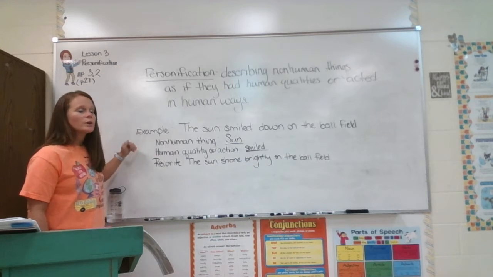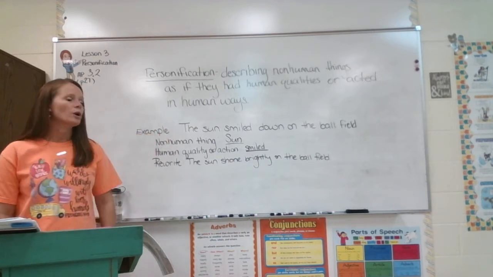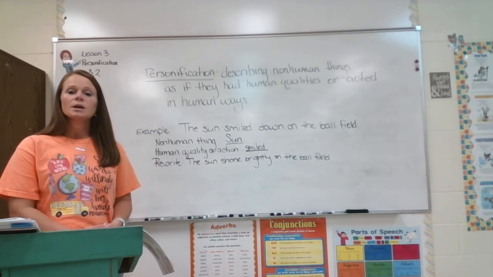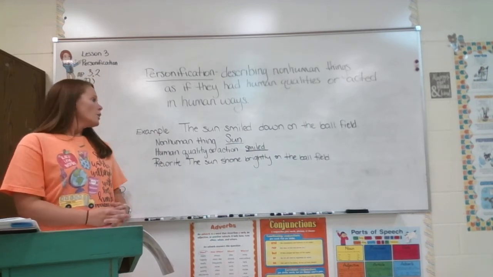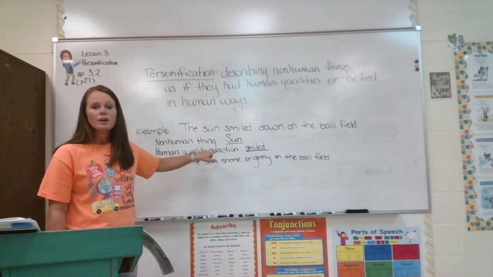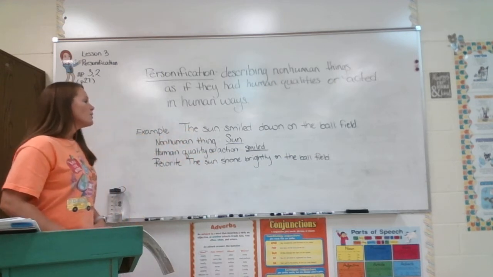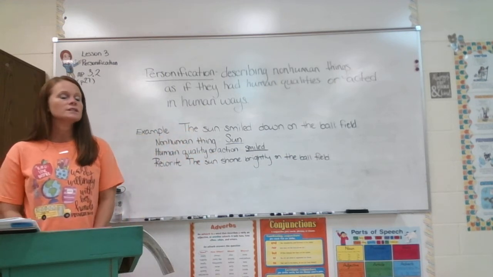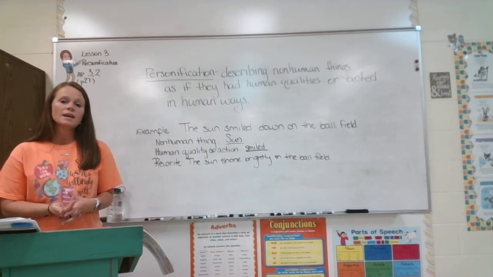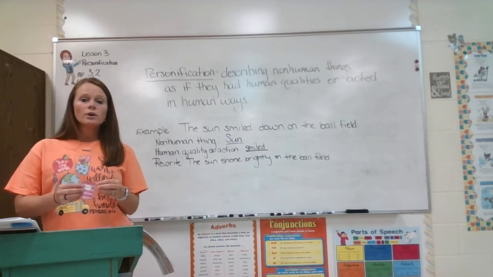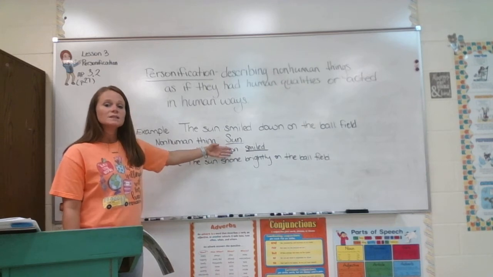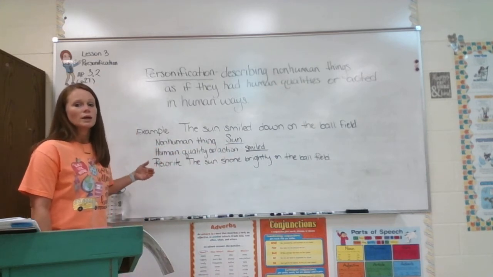The example that our book gives us is, "The sun smiled down on the ball field." Some things to think about when you see an example of personification being used: one of the things that you want to pick out in that sentence is the non-human thing. In this case, the non-human thing that's doing something in our sentence is the sun. That goes back to the previous activity where we were locating the subjects in our sentence. The sun is our subject, and in this case, it's a non-human subject.